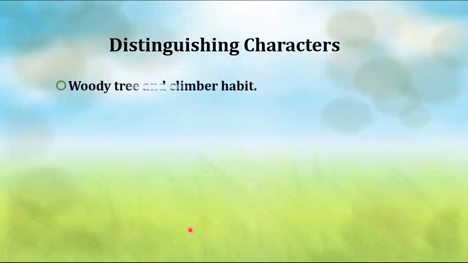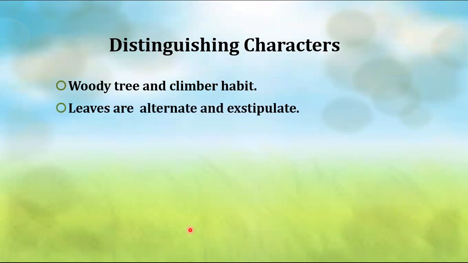Now, the special or distinguishing characters of the Annonaceae family. That means the first distinguishing character is according to the habit, that is they have a woody tree, okay, or a climber habit also. This is the distinguishing character. The second is related to the leaves. Leaves are alternate and exstipulate. Okay.